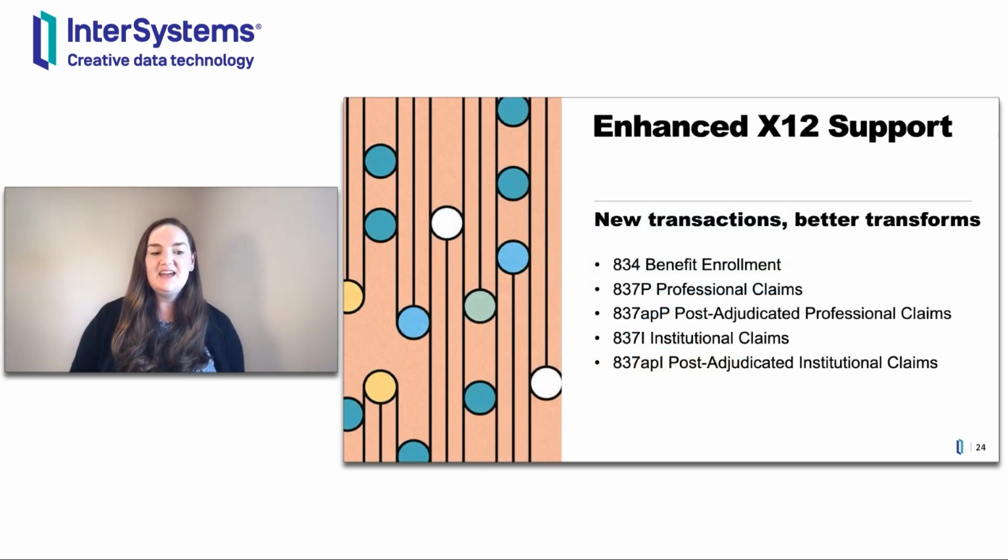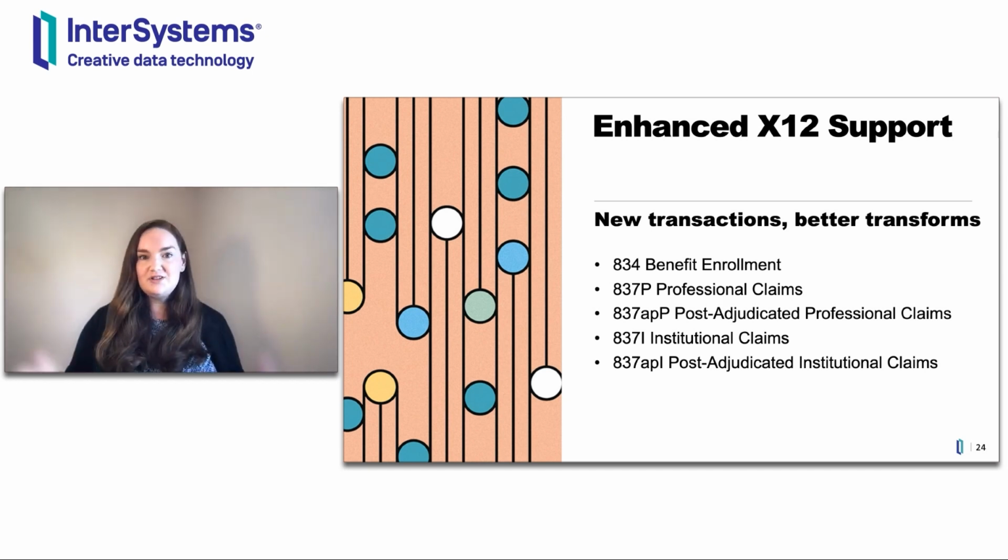We've also greatly enhanced our X12 support. We can support new transactions and are using the latest and greatest InterSystems DTL tools, making it easier for you to view these transforms and customize them if needed. We now map hundreds of elements across the 834 benefit enrollment, 837P and 837P-post professional and post-adjudicated professional claims, and 837I and 837I-post institutional and post-adjudicated institutional claims.